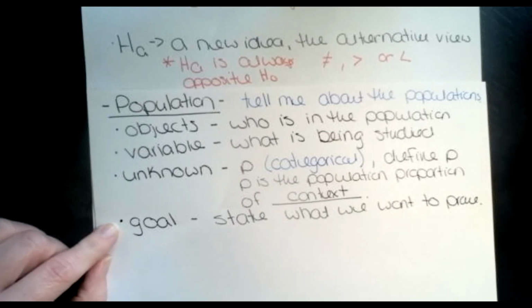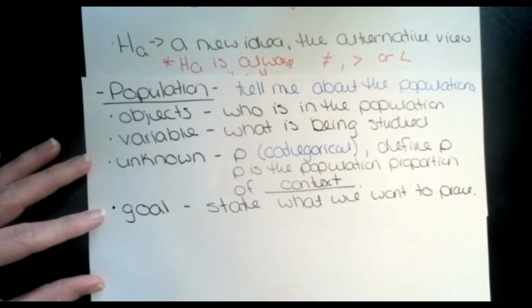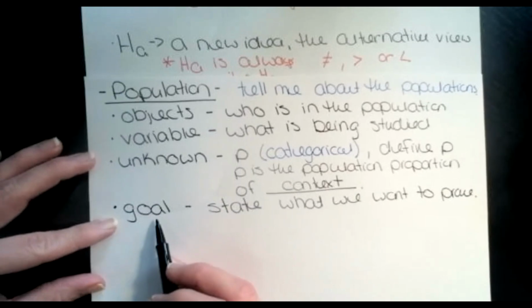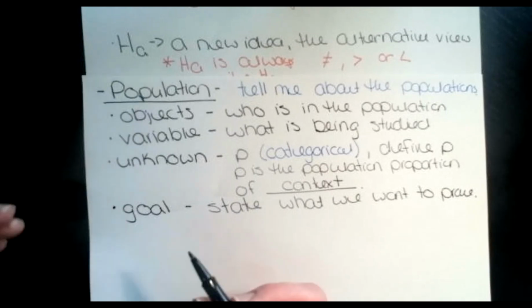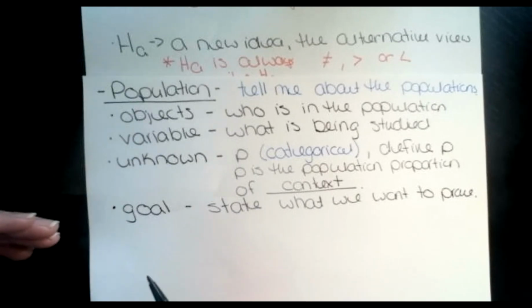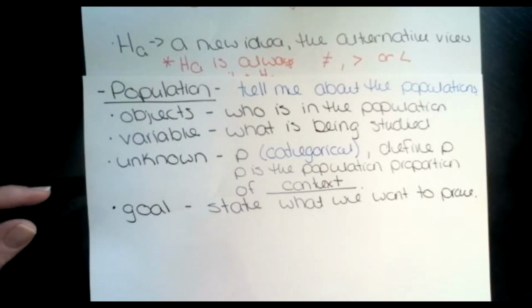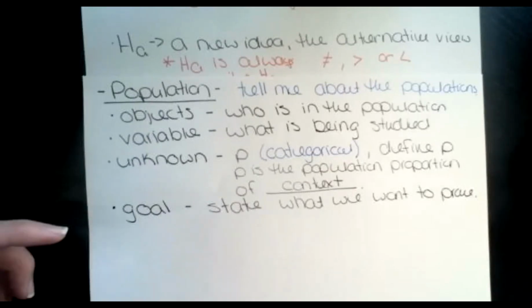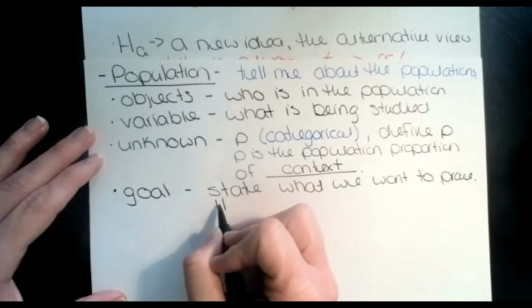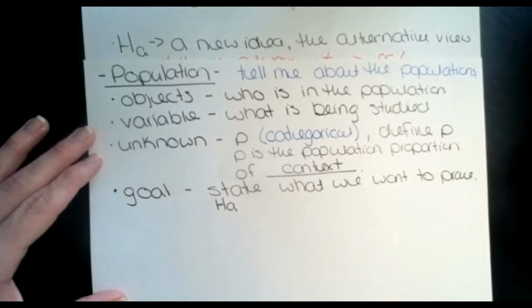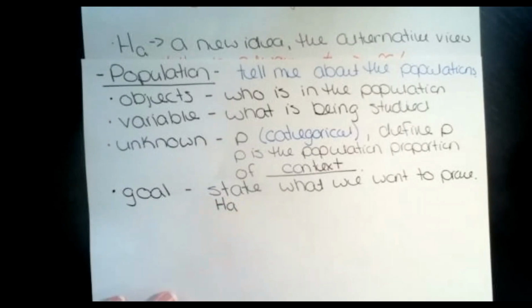Now in Stat 1, if you've had me in Stat 1, a lot of times I tell my Stat 1 students, let's go to the next step and then we'll come back and write the goal, because the goal is our HA. So our HA is just the goal, but written in symbols. And sometimes it's easier to write something in symbols and then translate it into words. So I'll just write HA here, and we'll come back.